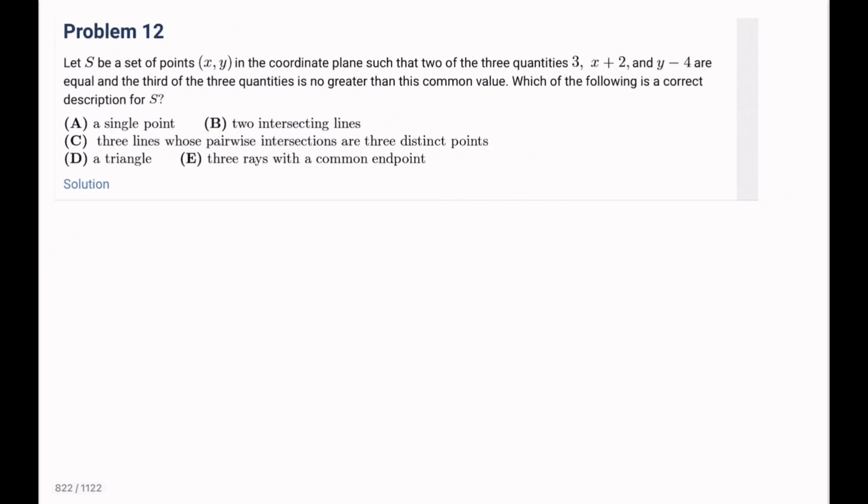Number 12. Let S be a set of points (x, y) in the coordinate plane such that two of three quantities, 3, x plus 2, and y minus 4, are equal, and the third of the three quantities is no greater than this common value. Which of the following is a correct description for S?